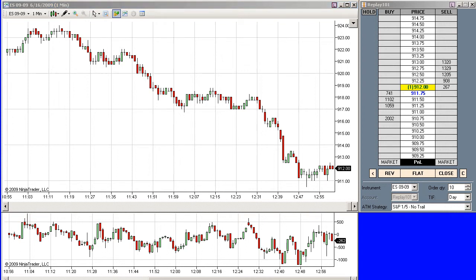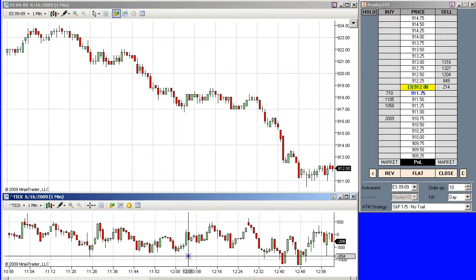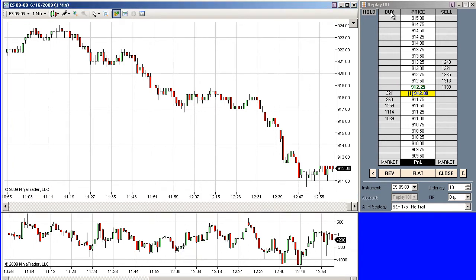Okay, really just one other trade I want to show you. Again, here we've got the window of the S&P 500 up top, the window of the New York Stock Exchange tick down here in the bottom, and then just to the right here we've got our order window. Currently the S&P is trading at 912.